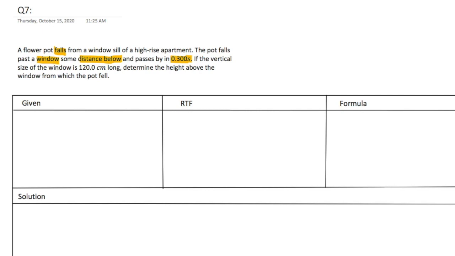If the vertical size of the window, and this is the window below, is 120 centimeters long, determine the height above the window from which the pot fell. So we're looking for the height above the window. I can't really jump into the given section yet, and the reason why is that we need a diagram first. So I'm going to work a little bit backwards and, well, I guess in parallel, the givens and the diagram.